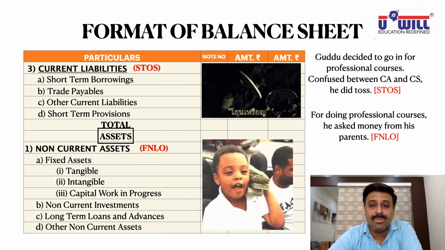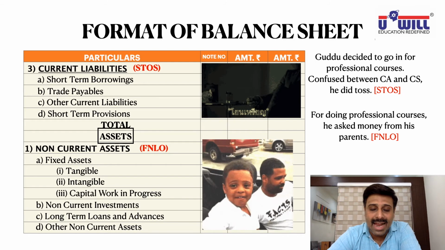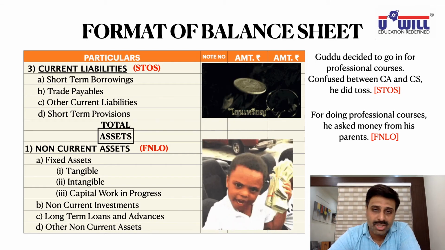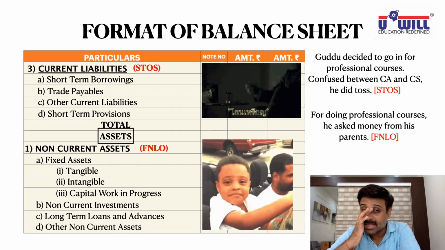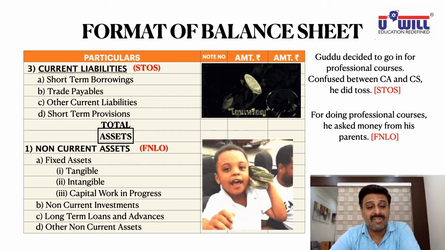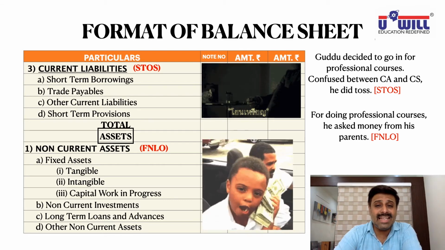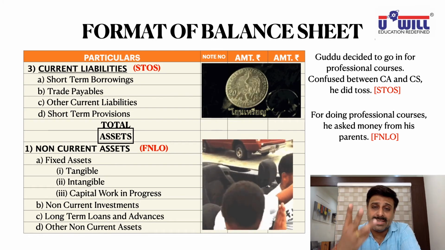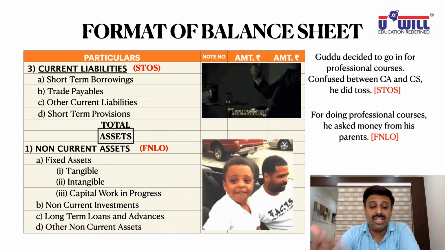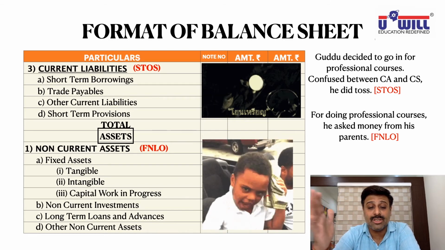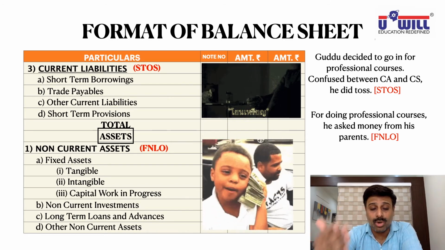Fixed assets, tangible. Since 11th standard, you have been studying land and building, plant and machinery, furniture and fixtures, vehicles, motor car. All this will come in tangible fixed assets. We have to write them obviously after providing depreciation. Intangible fixed assets, you already know: goodwill, patents, trademarks, copyrights. Here, technical know-how, franchisee fees. These all will come in intangible fixed assets. You can write these examples if you don't remember.